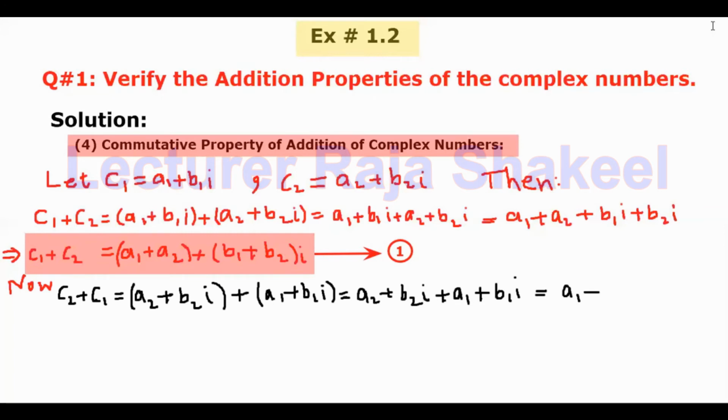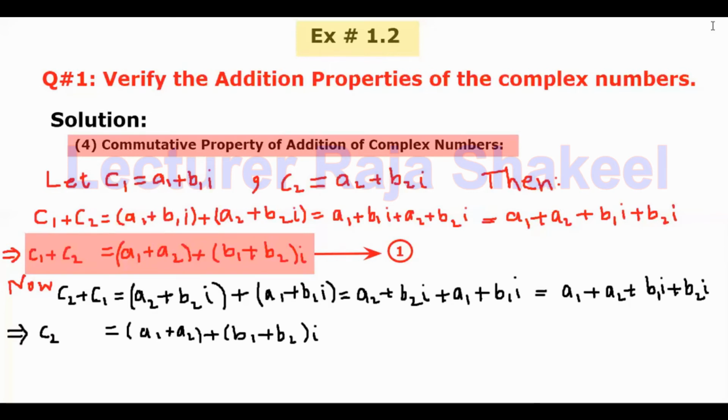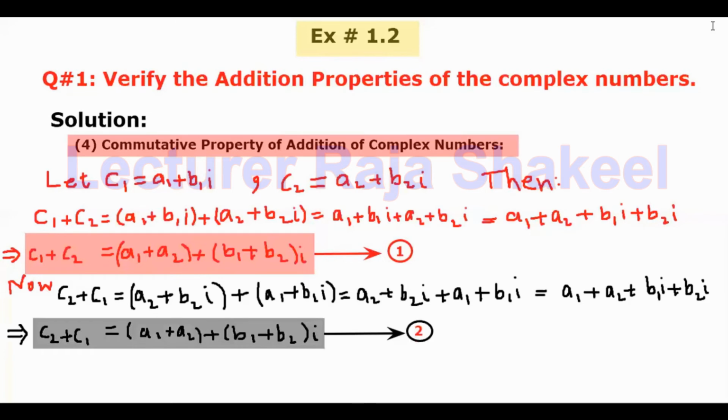On arranging the real numbers and imaginary numbers, the two real numbers are A1 plus A2, and the imaginary numbers B1 iota plus B2 iota are written on the other side. Now the real numbers are packed together inside the bracket, A1 plus A2, while B1 iota and B2 iota have the common iota between them. So B1 plus B2 remain inside the brackets, while iota is taken as common outside. This is the result of C2 plus C1, so it is marked as equation 2.